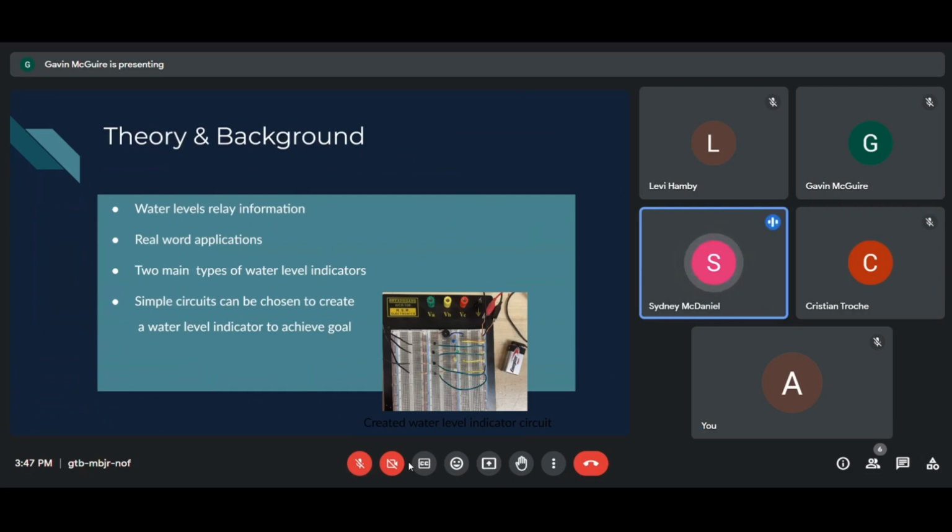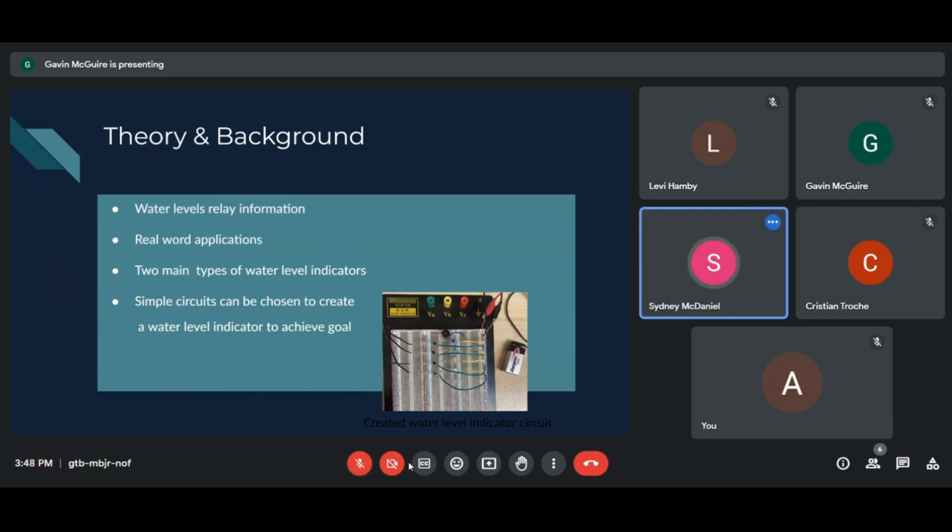Water level indicators, like mentioned before, are important in real world applications. For example, detecting leaks or potential leaks in factories. They act as a warning system to monitor potential flooding. They're useful in geological surveys for groundwater management, as well as keeping track of Earth's trends over the years and for future predictions.